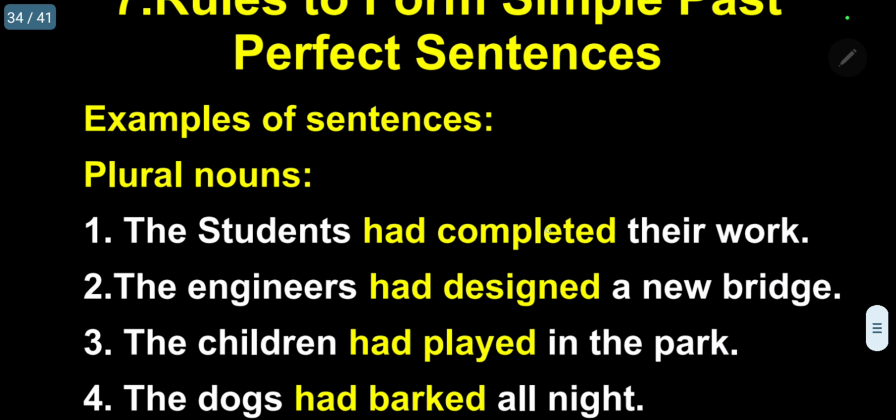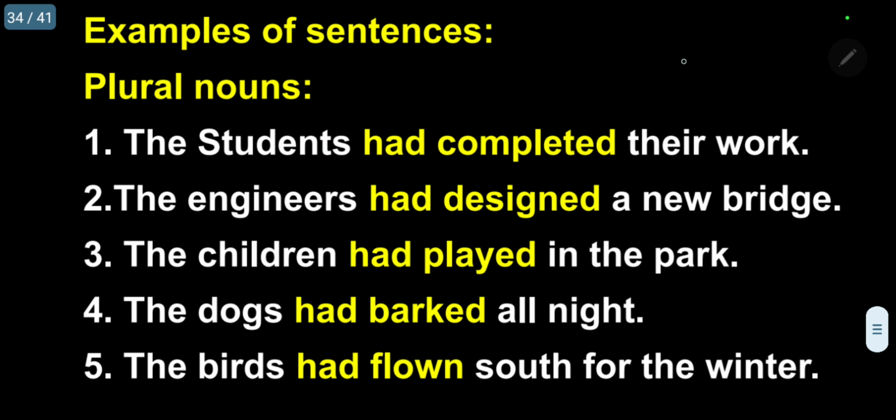Now I will go for plural nouns, examples of sentences. The students had completed their work. The engineers had designed a new bridge. The children had played in the park. The dogs had barked all night. The birds had flown south for the winter. In all these cases, plural noun examples, that is simple past perfect sentences.